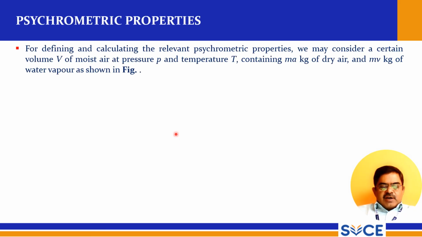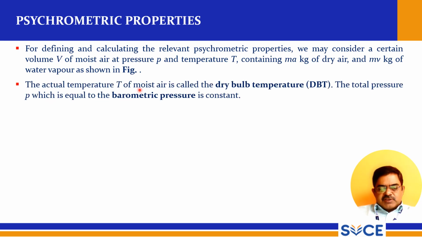For defining and calculating the relevant psychrometric properties, we may consider a certain volume V of moist air at pressure P and temperature T containing Ma, the mass of dry air, and Mv, the mass of water vapor.